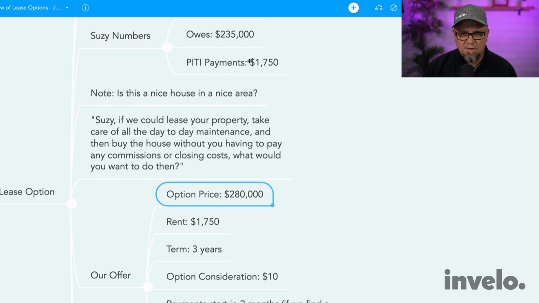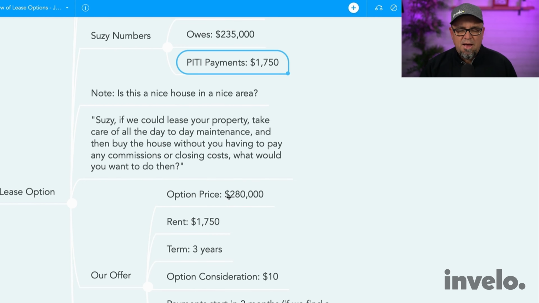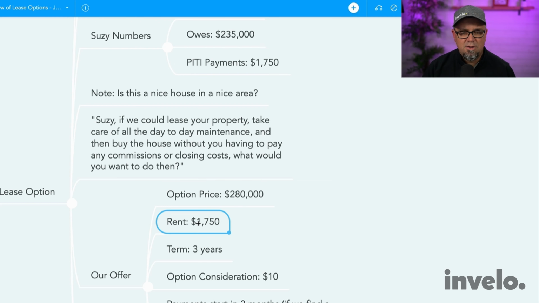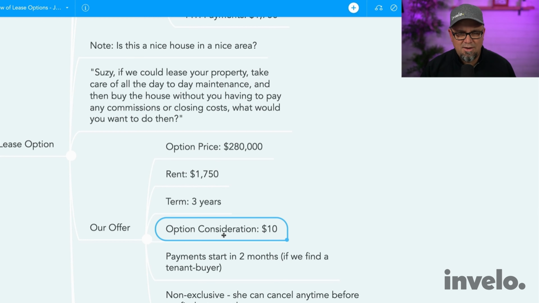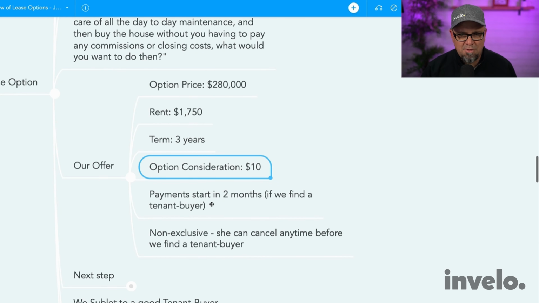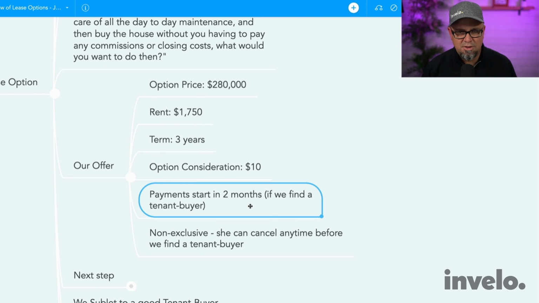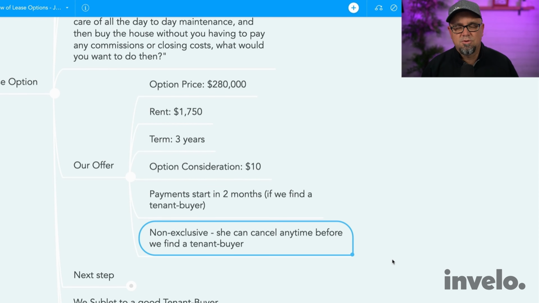And her payments are $1,750. So I'm going to give her an option to buy it for $280,000. I'm going to make enough rent to cover the mortgage. I'm going to do 3 years. I'm going to put $10 down as option consideration. And my payments will start in 2 months if we find a tenant buyer. And by the way, my agreement is non-exclusive, so she can cancel at any time before we find a tenant buyer. So I'm not tying up the property.